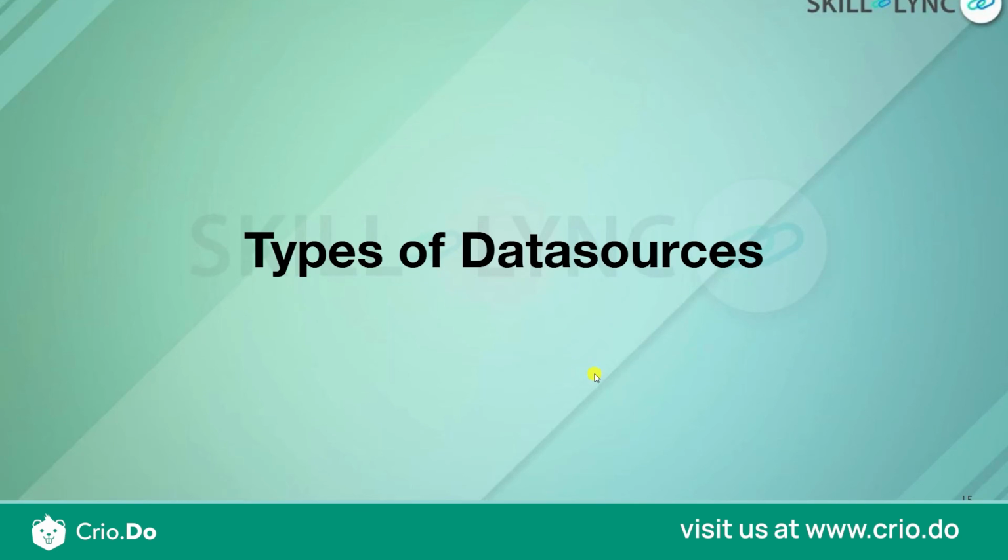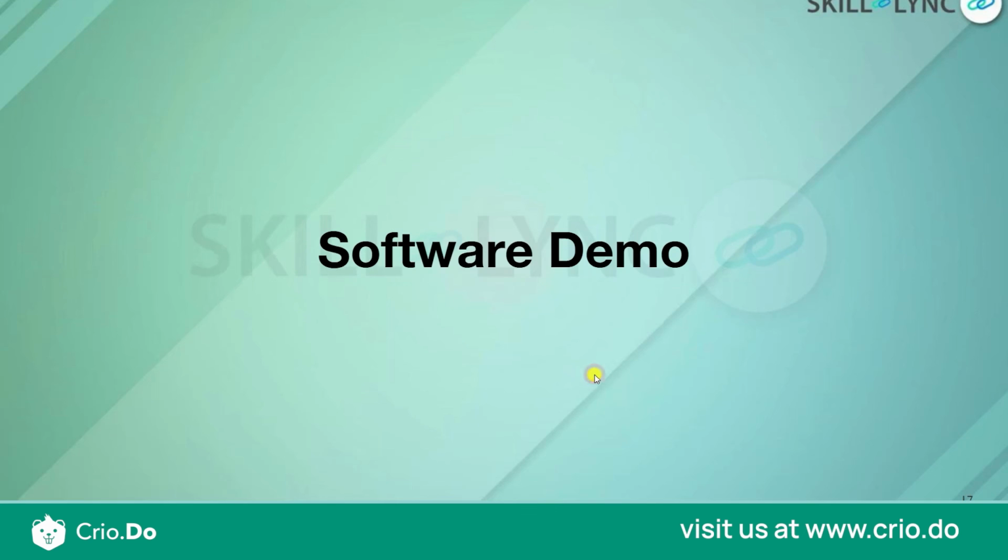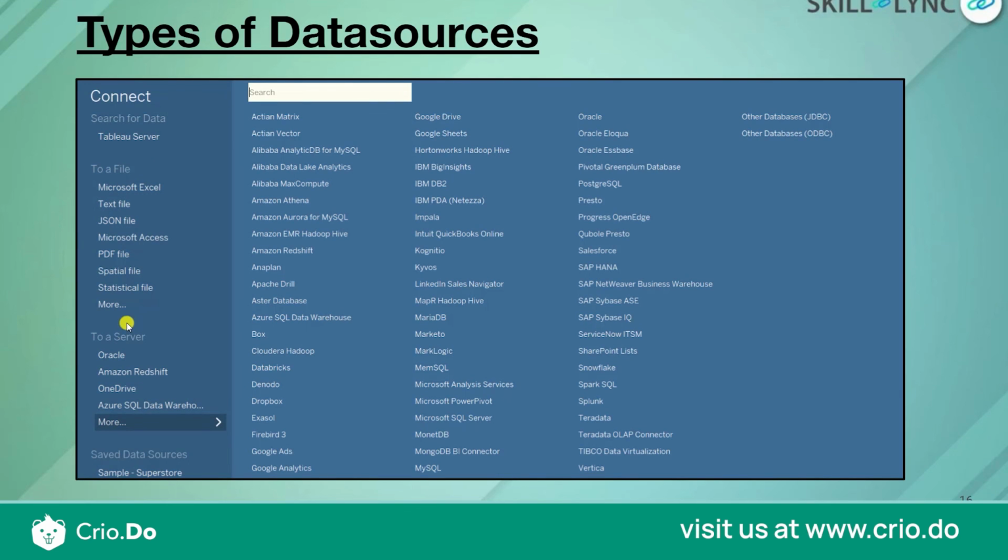Moving on to the types of data sources available in Tableau. We have multiple data source connection options in Tableau, and here is a glimpse of how many are available. We have premise options like Excel, text file, Access file, PDF file, etc. We also have cloud options like Azure, Oracle, OneDrive, SAP HANA, Teradata, etc.